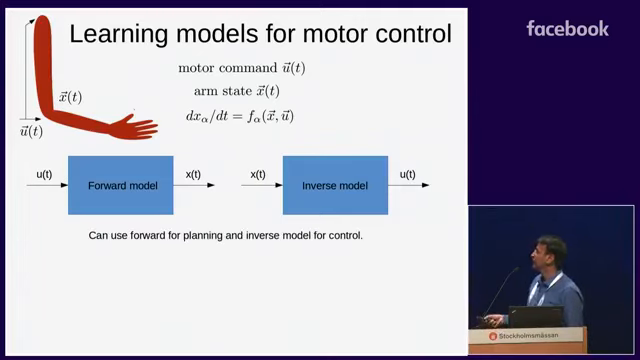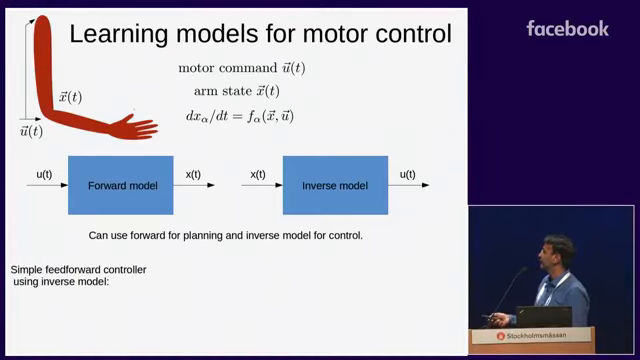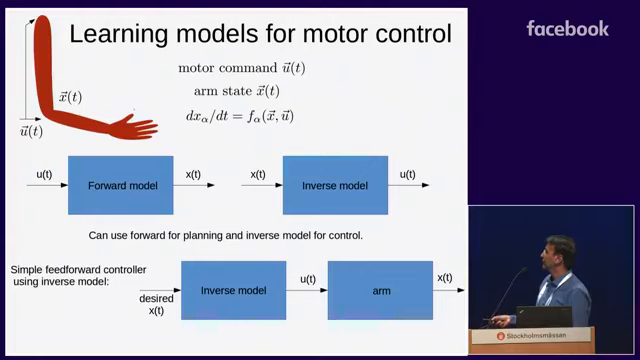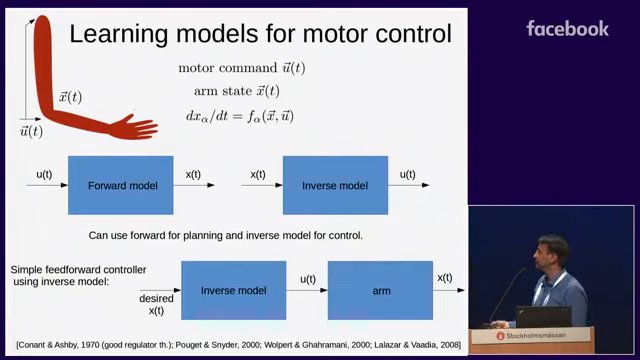And the brain could use the forward model, for example, for planning. So given the torque as a function of time, what would be the state? And the inverse model for control. So for example, in feed-forward control, with the inverse model, you just feed in the desired trajectory of the arm, and the inverse model should give you the torques that should be given to the arm.